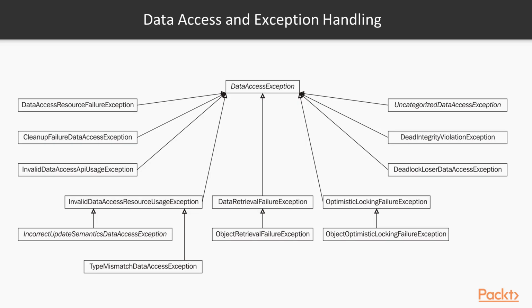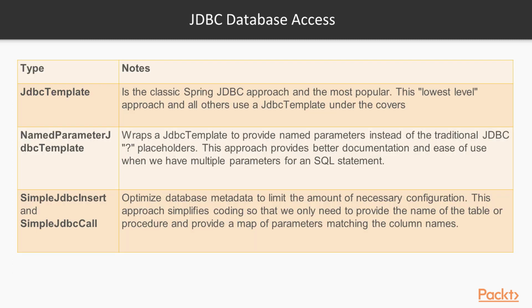Here we can see the hierarchy of exceptions that exist within Spring Framework in order to differentiate the various exceptions that could be thrown by our applications in the data access layer. On top of it, we have DataAccessException, which is extended by different exceptions to cover concrete cases where exceptions can occur.